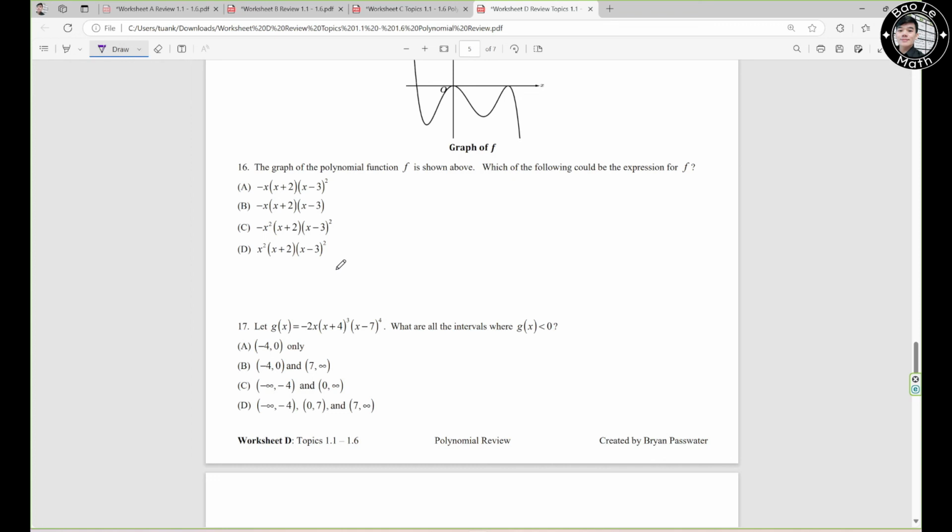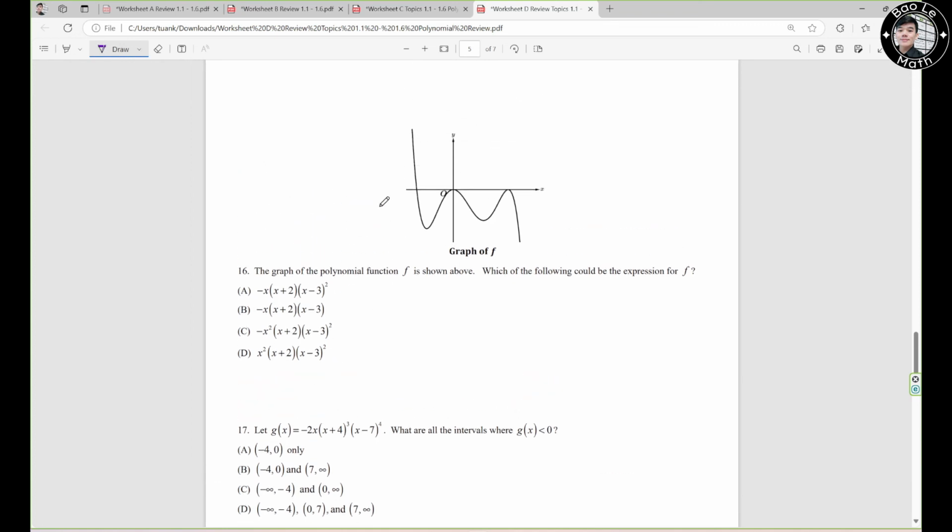Now question number 16. We need to write the polynomial function of this one right here. So we need to find the 0 right here, the 0 right here, the 0 right here. And we see that this guy bounces off the x-axis, so this guy right here has a multiplicity of 2. This guy has a multiplicity of 2, and this guy a multiplicity of 1. So the total must be degree 5.